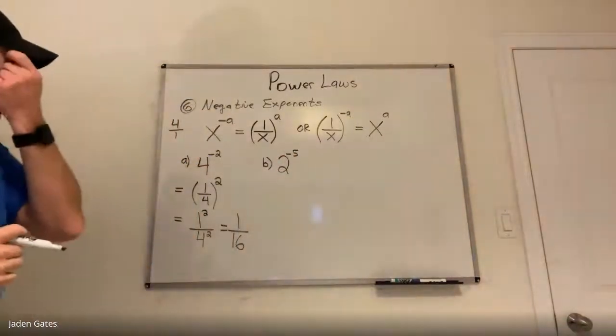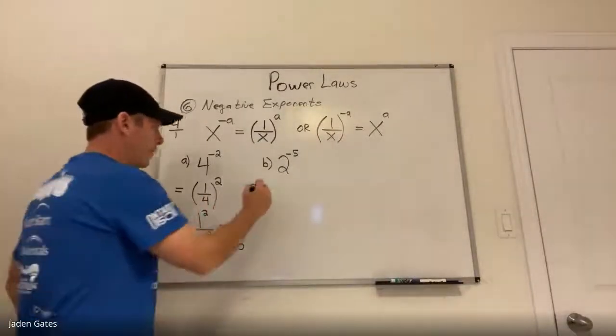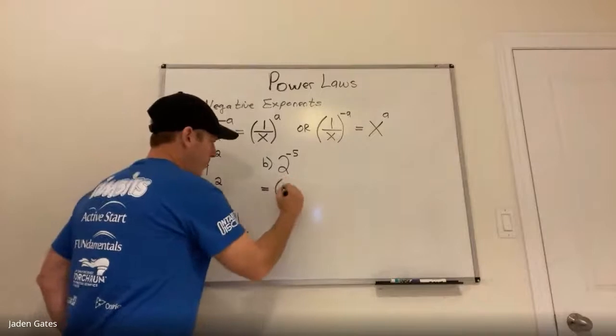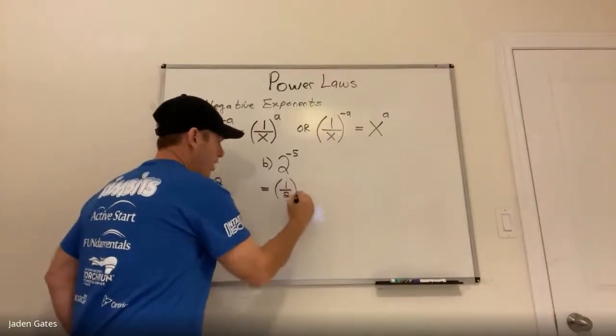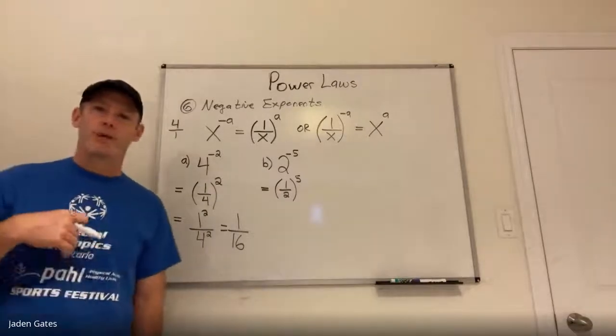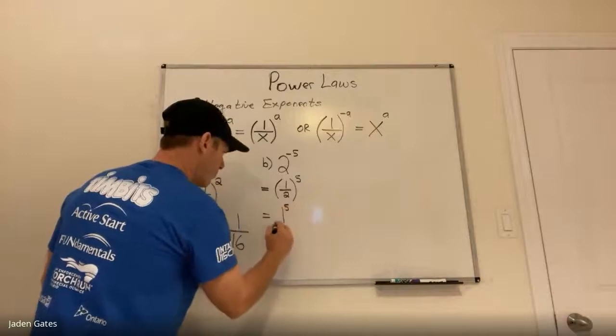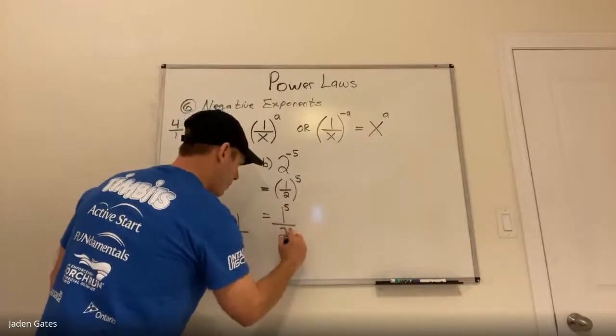All right, so again, I'm going to change the exponent to a positive. That's how I'm going to deal with this. So I flip it. So instead of 2, I'm going to have a 1 over 2. Change my exponent to a positive. And again, rule number 4 coming into play. Going to apply that exponent to both the numerator and the denominator.